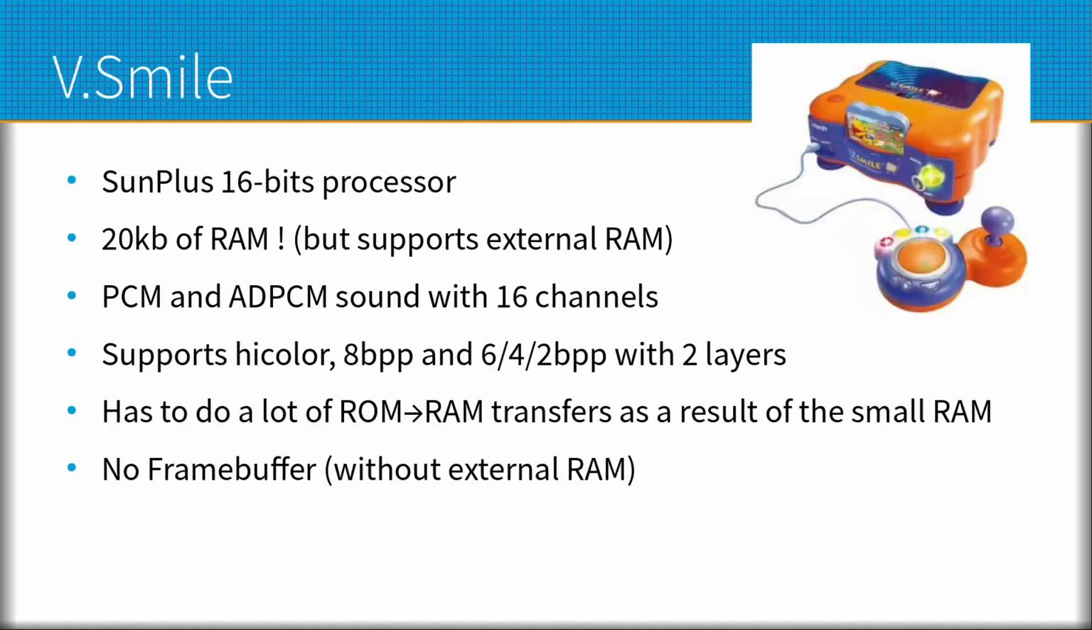The VSmile. So this one is also special. I won't show you the code for that because it's nothing fancy, and we're still making progress on the homebrew VSmile stuff. But basically, it is a 16-bit Sunplus processor, and you have to use a special compiler for that. And it has only 20 kilobytes of RAM.